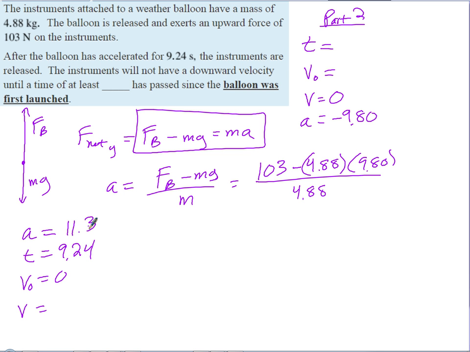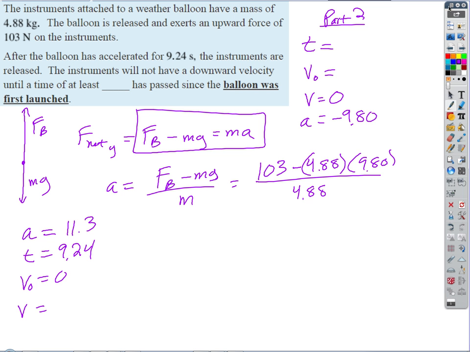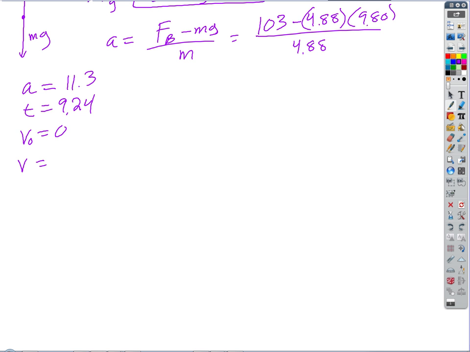And so then I can calculate V. What's going to be the equation I'm going to use to calculate V there? Yeah, good. So V equals V naught plus AT, and V naught is 0. So I just get 11.3 with more sig figs times 9.24, which is what? Somebody have a calculator there that can tell me? What is it again? 104, okay. 104-ish meters per second. And so that's what goes up here.